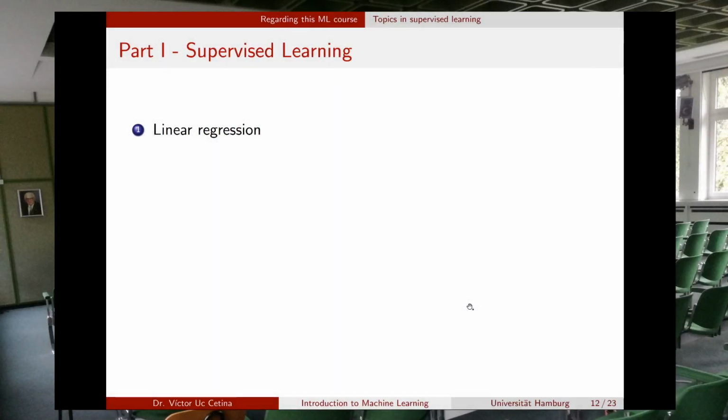Okay, so now let's talk about the topics that we are going to cover as part of this machine learning course. In the case of supervised learning, we will start studying the linear regression models. These models are the simplest ones that we can study, but even though they are simple, they are very important to understand the principles behind the supervised learning problem in general.